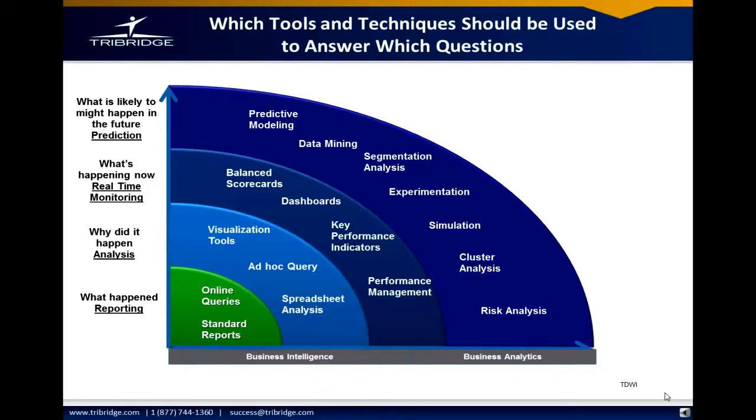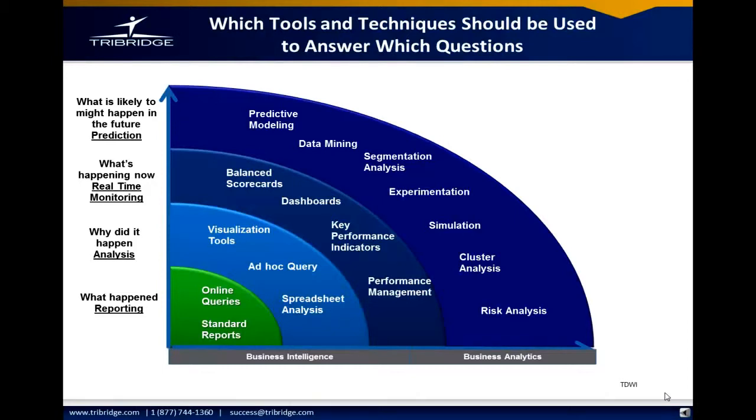What happened is generally done by online queries and standard reports. So if we have a CRM and/or ERP system, in general, we would use reporting to answer those questions. When we ask why did it happen, now we're really getting into spreadsheet analysis and visualization tools, ad hoc queries, trying to understand some of the root causes behind what's going on. Those are generally the realm of business intelligence, and although it does get into the what's happening now types of questions for real-time monitoring.